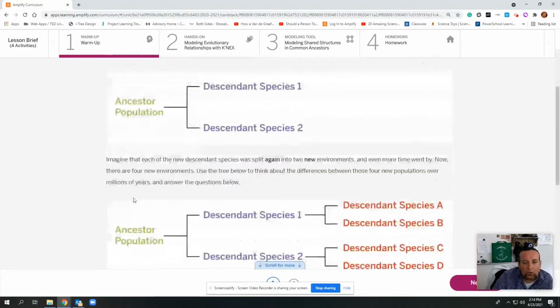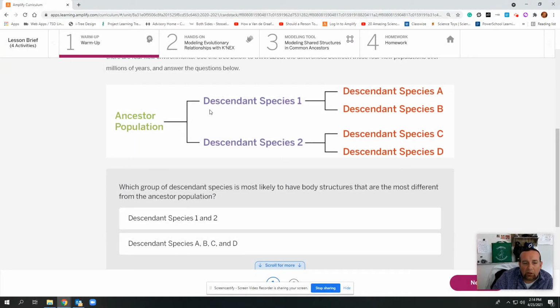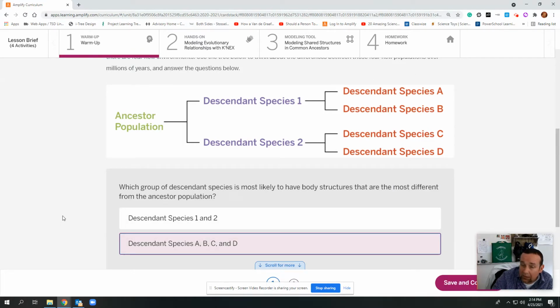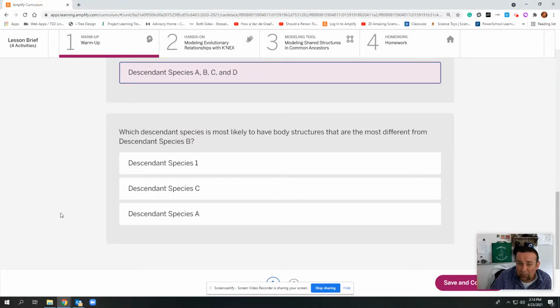So friends, hopefully for this first one, we would have recognized that if we're talking about the ancestor population, descendant species 1 and 2 are just one rung down in our tree, where there's another change in both of these species, and they're split again into different descendant species. And we want to know which one's most different, right? So we should be thinking that the descendant species A, B, C, and D are going to most likely be the most different from our ancestor population here.